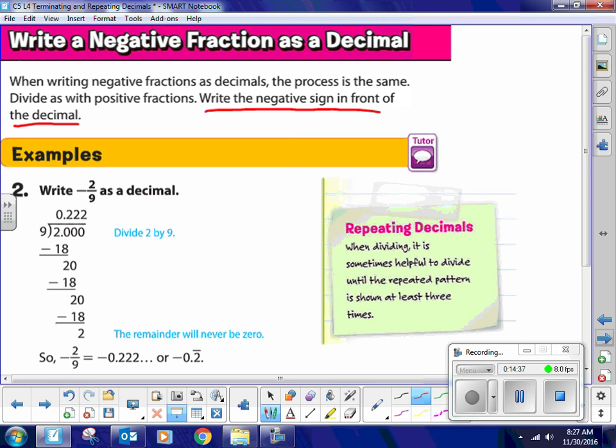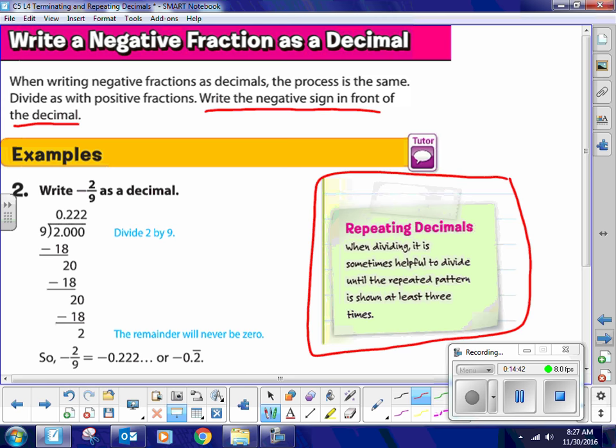It talks about here. It says this right here. Okay? This is not too bad of an idea. When dividing, it is sometimes helpful to divide until the repeated pattern is shown at least 3 times. Okay? I said, once you see it repeating, okay, maybe you should go 3 times. I'm okay with that. All right? Maybe 2's a little bit too early, but I don't know. It just depends. Depends on how you feel about it.